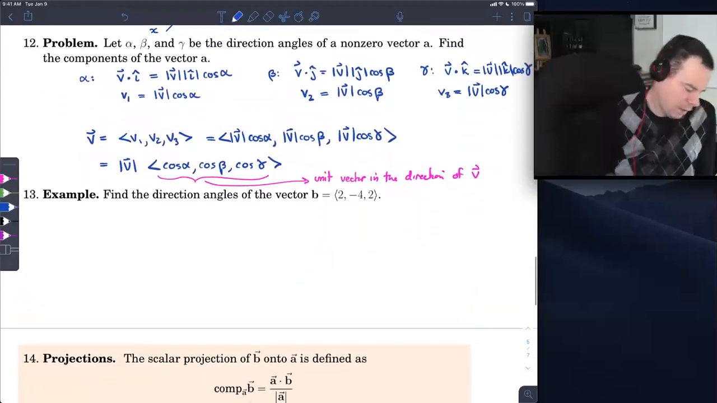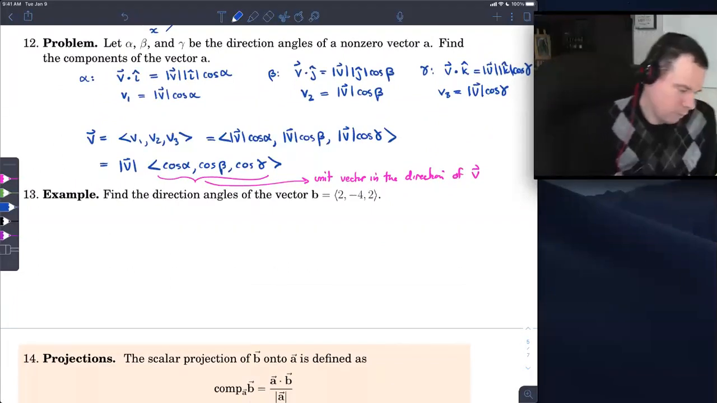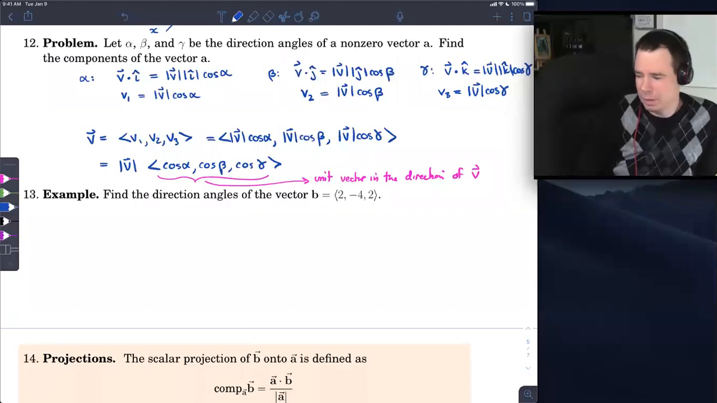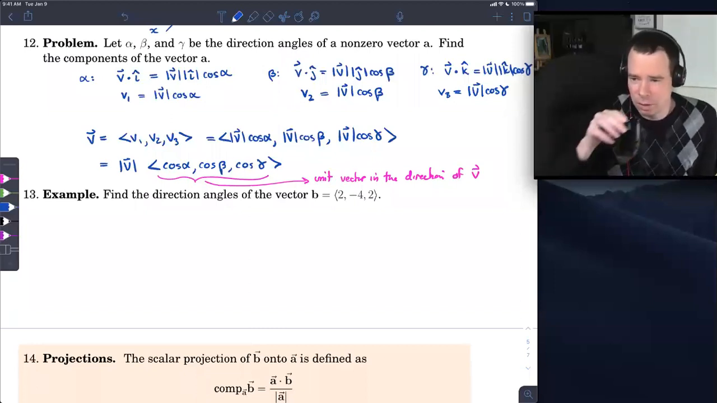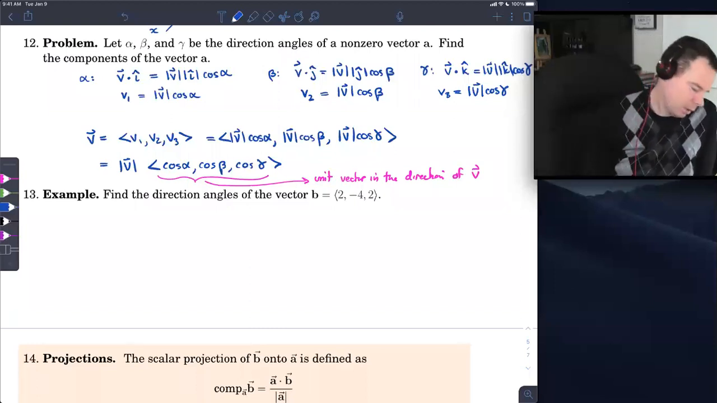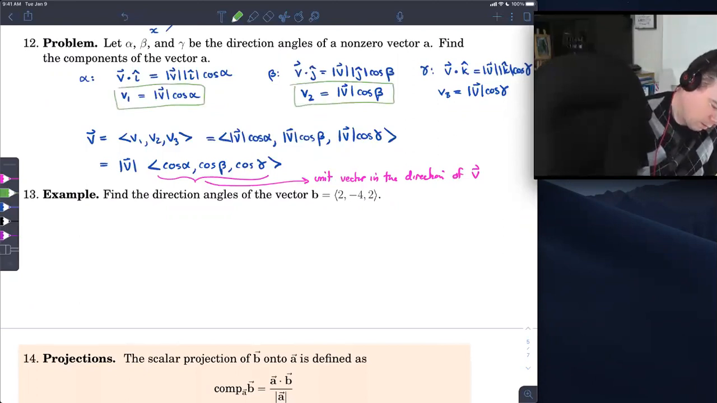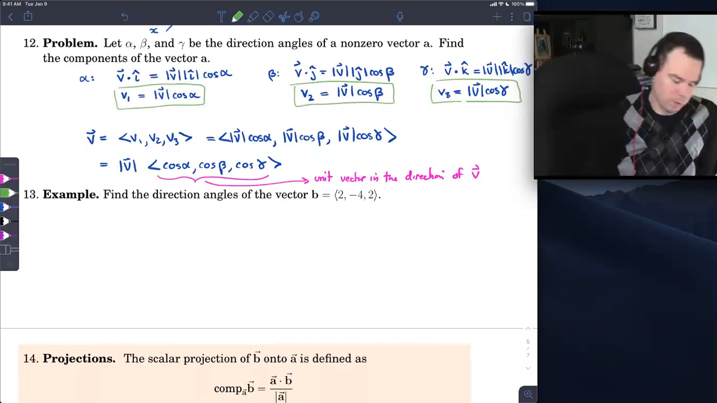Okay, so what we have is that when we know the direction angles, we can take the cosines of them and put them together to form a unit vector in the direction given by those angles. And so then multiplying by the magnitude of the vector v gives us our representation of a vector. So now let's find the direction angles for this given vector here. So the direction angles, I'm just going to highlight, it's really these equations that give us our direction angles.